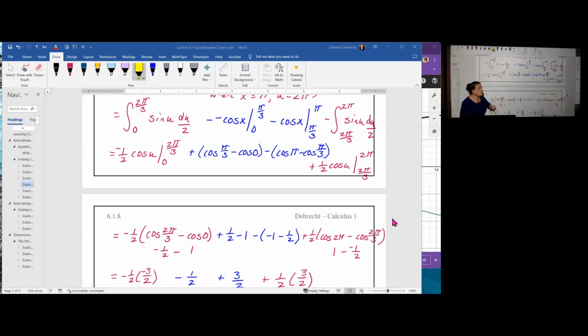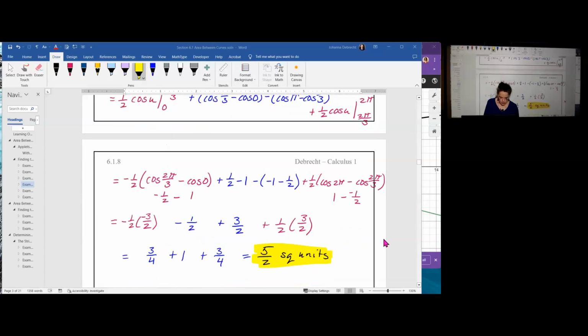When you evaluate at the limits of integration, you end up with a positive 3/4 for the far one on the left and another positive 3/4 for the far one on the right. In the middle, you get minus 1/2 and plus 3/2. When you combine it together, you get 5/2 square units, or 2.5.